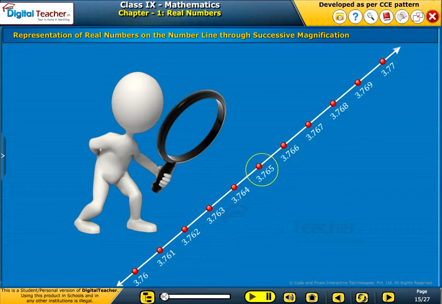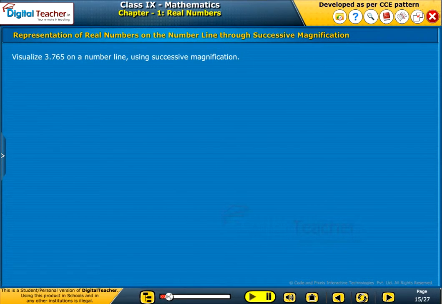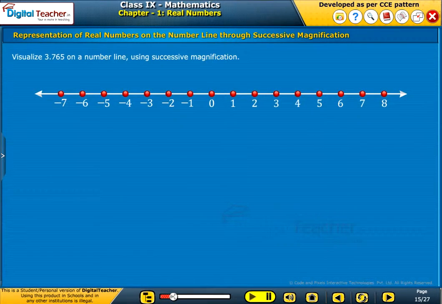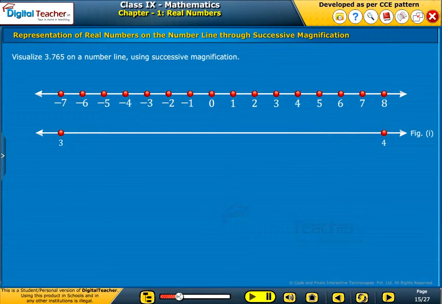Representation of real numbers on the number line through successive magnification. Visualize 3.765 on a number line using successive magnification. We know that 3.765 lies between the interval 3 and 4. To have a rough idea for locating it on a number line, make 10 equal parts and mark them as 3, 3.1, 3.2, and so on up to 4 as shown.